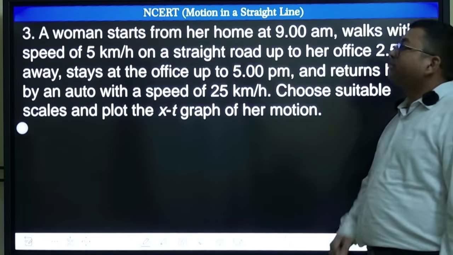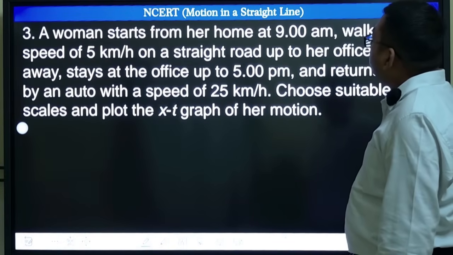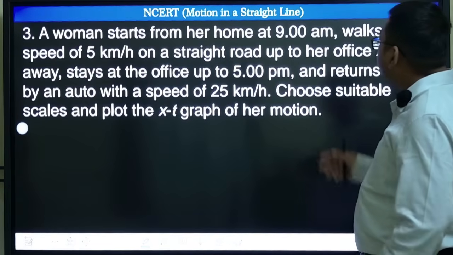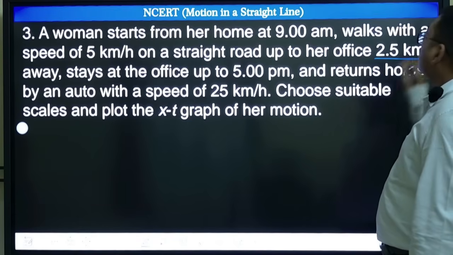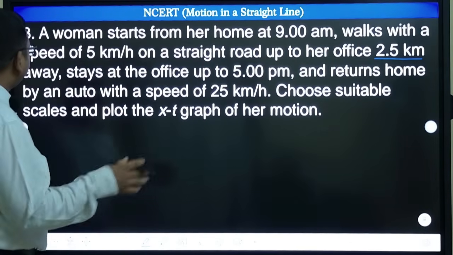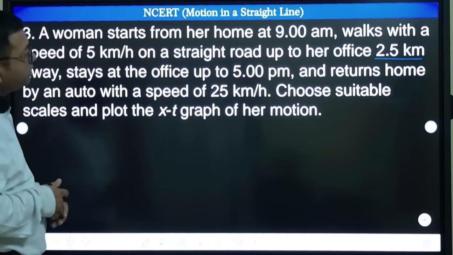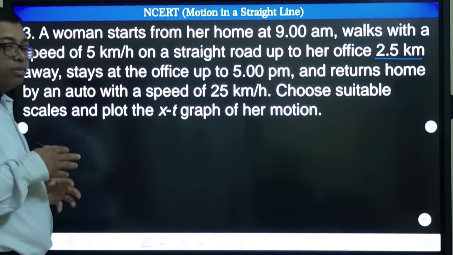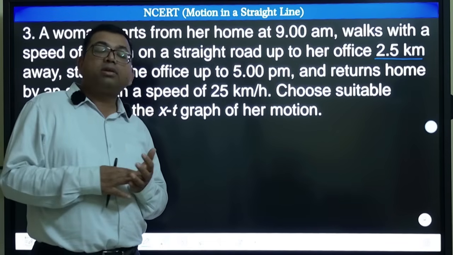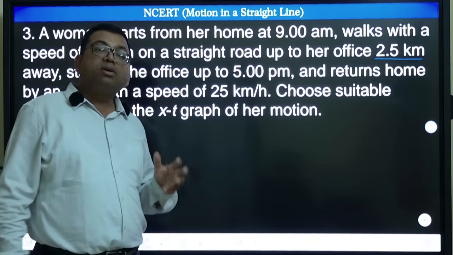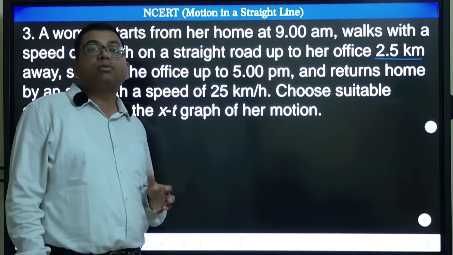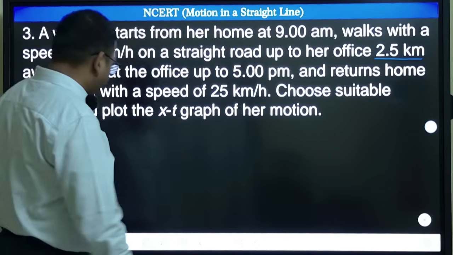Question number 3. A woman starts from her home at 9 a.m., walks with a speed of 5 km per hour on a straight road up to her office, 2.5 km distance. Up to 5 p.m. she works and returns home by an auto with a speed of 25 km per hour. Choose suitable scale and plot. So we have to plot the graph, but you should know while you are taking a graph sheet and plotting it, exact distances you cannot make. You have to choose certain scales, and according to convenience of plotting, you can choose that scale. So let us try that.